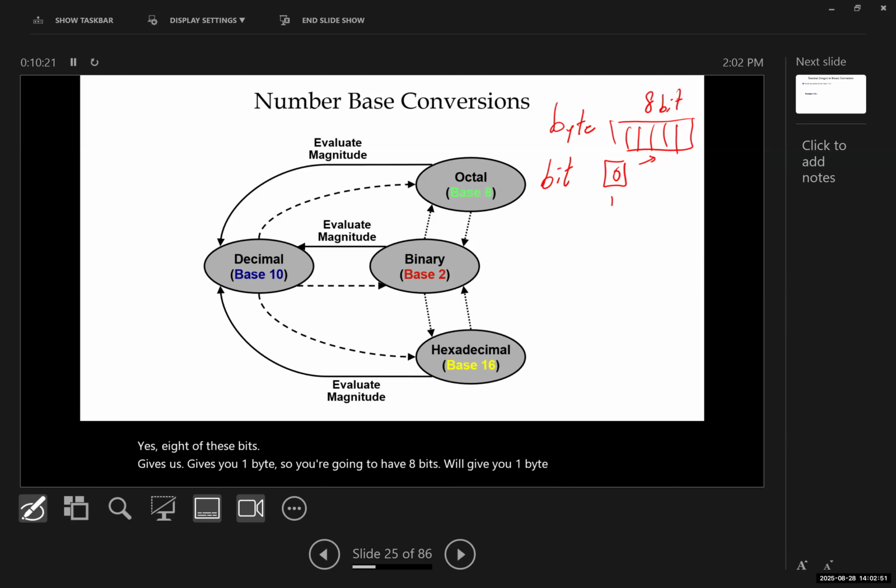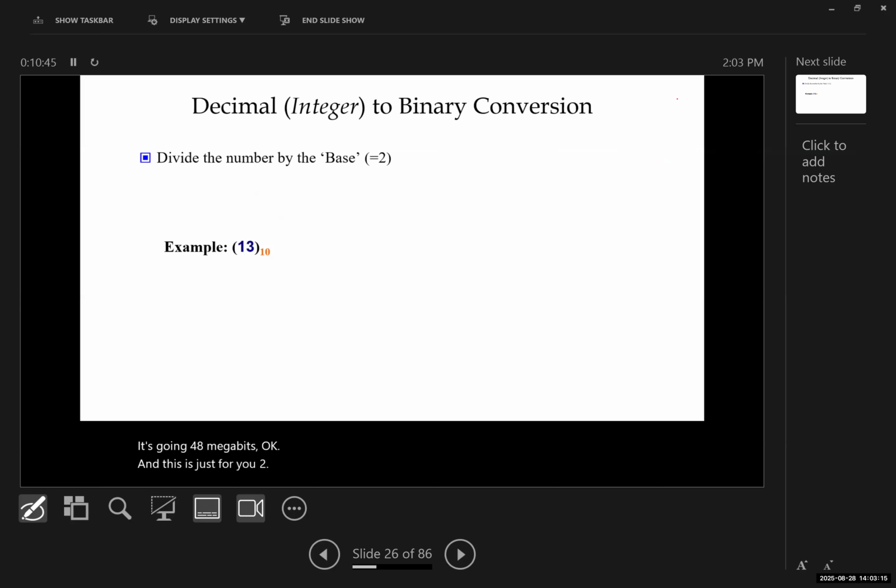So usually we measure everything in bytes because it's easier and more efficient, and we never say this memory is 6 megabits. It's always megabytes. And 6 megabytes is actually 6 times 8, which is 48 megabits, okay? But this is just for you to know.